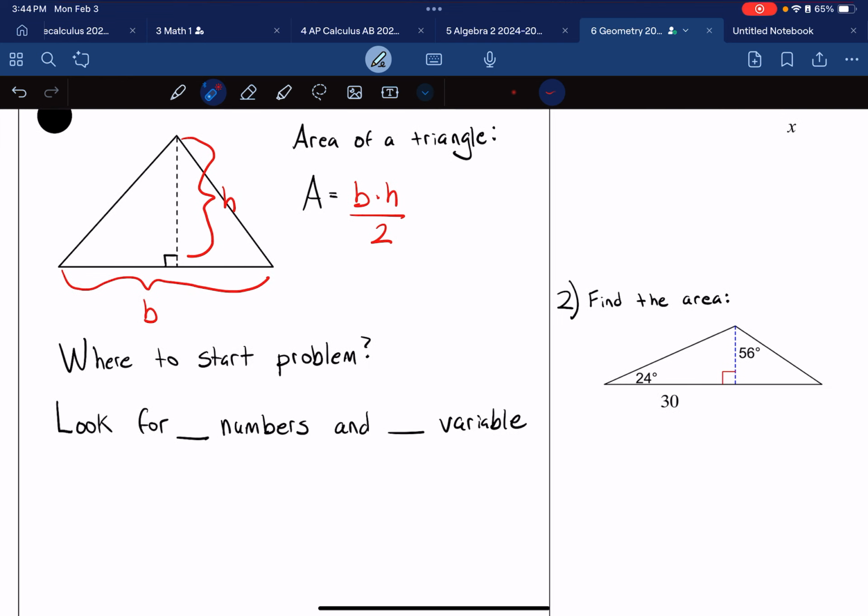So a lot of students will ask, how do I know where to start for the problem? Because there's a lot of different things I could do. I could think of this as one giant triangle. I could think of the left triangle over here. I could think of the right triangle right here. Where should I begin? And my advice to you is look for 2 numbers and 1 variable. That will tell you where to go.